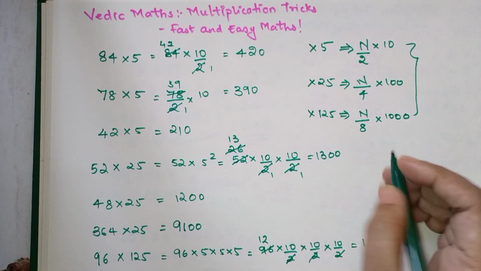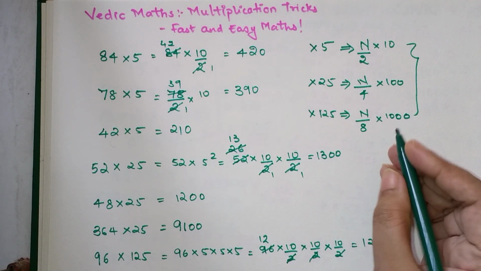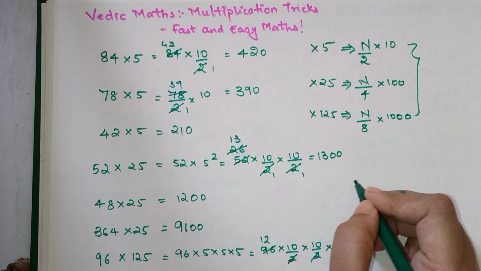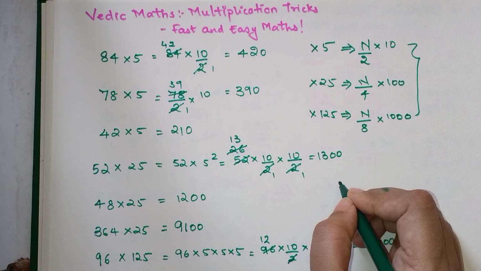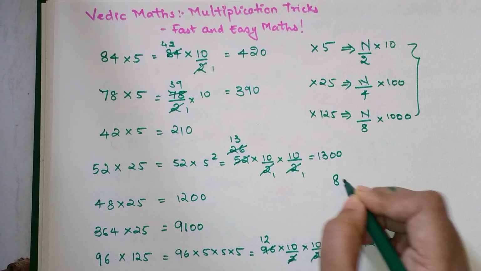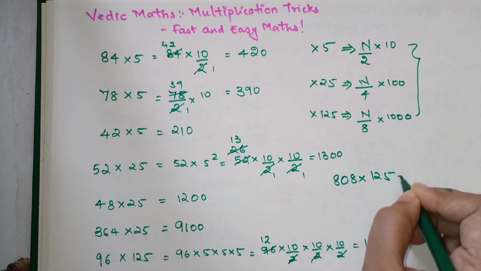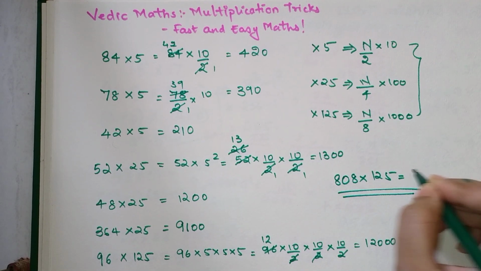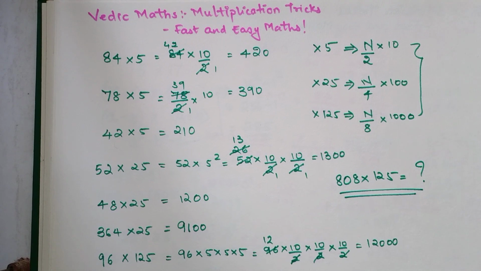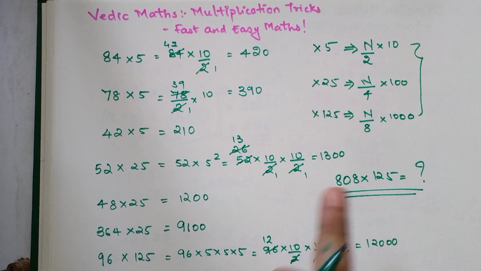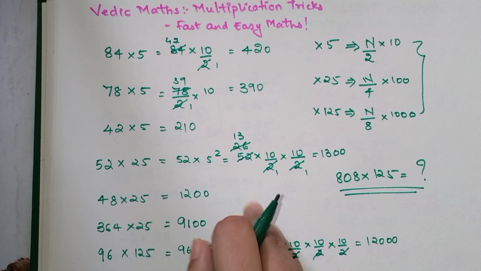Now, time for the question of this particular video. Please tell me, how are you going to multiply 808 into 125? Please let me know the answer in the comment section, but without fail use the trick which is shown in this video only.